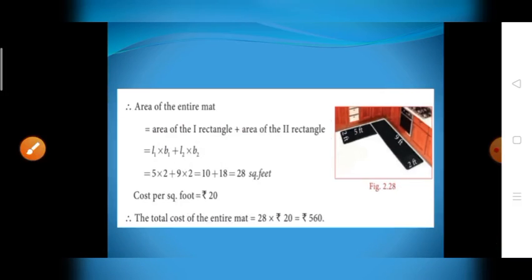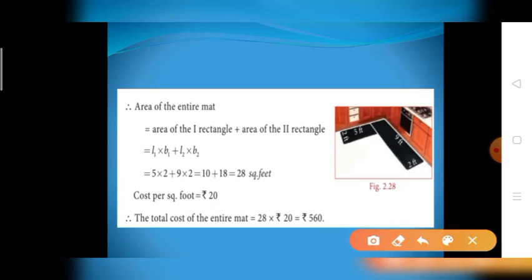Therefore, area of the entire mat is equal to area of the first rectangle plus area of the second rectangle. This one rectangle, this one rectangle. The area of a rectangle formula is length into breadth. So, first rectangle L1 into B1 plus second rectangle L2 into B2.